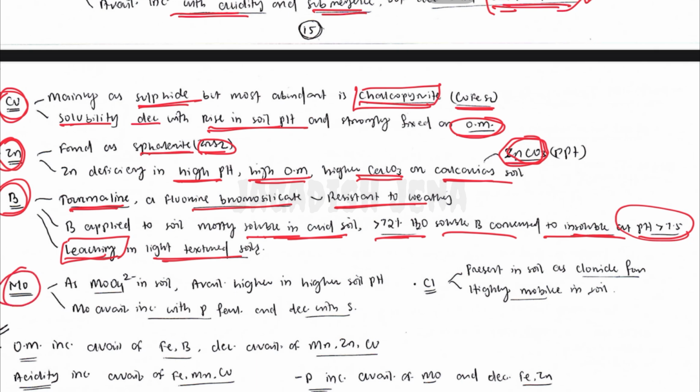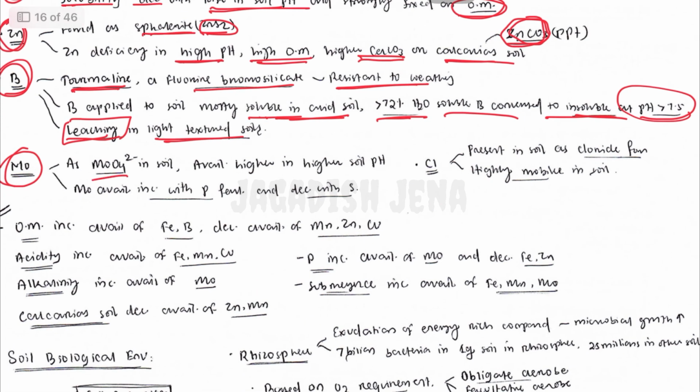Then molybdenum. Molybdenum is present in soil as MoO4 2-, that means it is in available form as MoO4 2-. Its availability is higher at higher soil pH. Molybdenum availability increases with phosphorus fertilization and decreases with sulfur. Then chlorine. Chlorine is present in soil as chloride, Cl-, and it is highly mobile in soil. Mostly chlorine deficiency is not found in Indian soil.